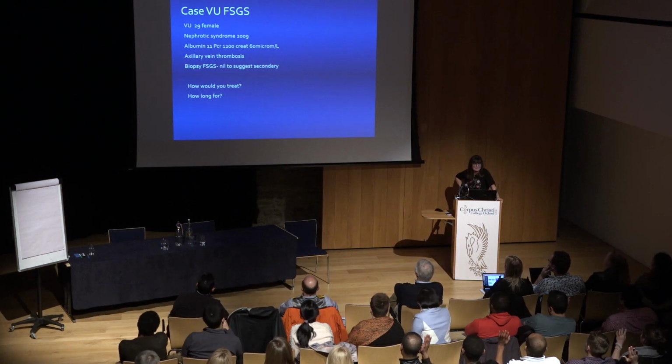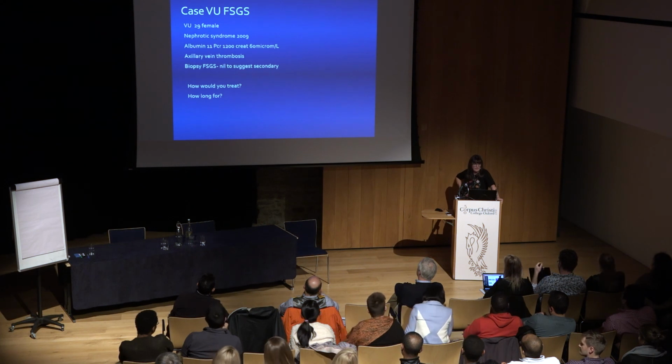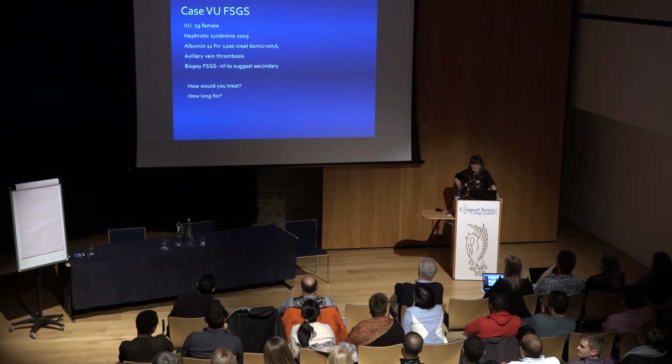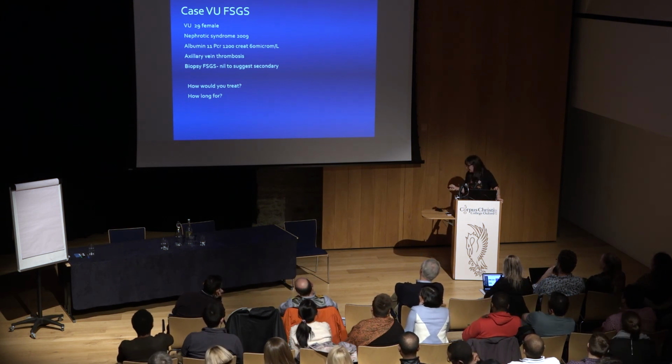So treatment, steroids. Okay, CNI, tacrolimus, cyclosporin. A few for that here, okay. Cyclophosphamide, she's heading into her 30s, probably not so good. Rituximab, no, okay. And how long for? 3 months? 6 months? 12 months? 5 years? Wait and see.